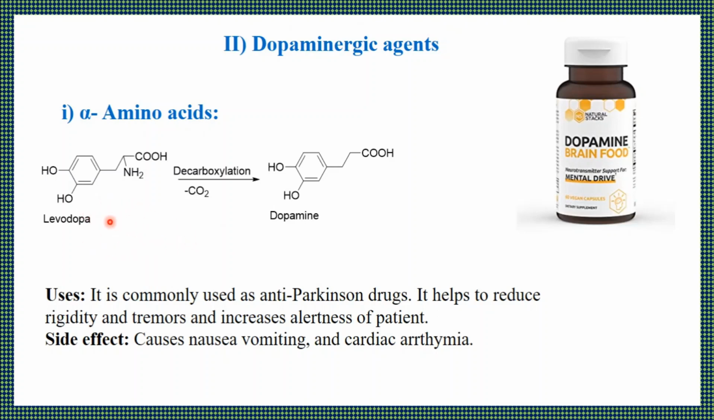When levodopa is administered, it can penetrate the blood-brain barrier and get decarboxylated to give dopamine. Thus it can replace the dopamine in the brain which is depleted in the patient having Parkinson disease.